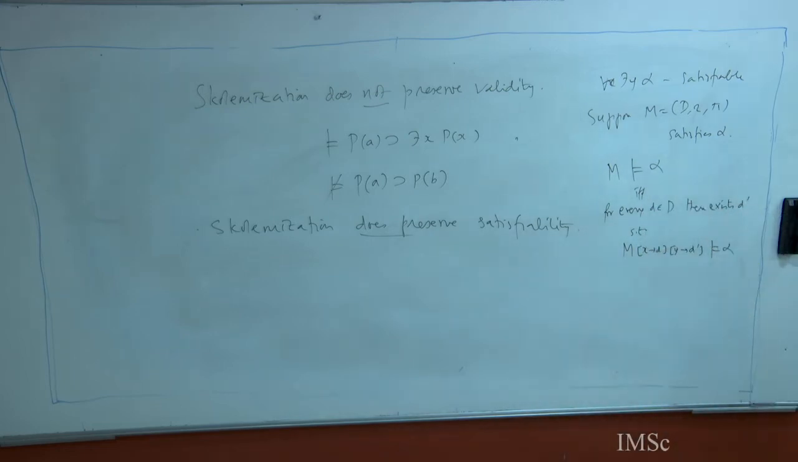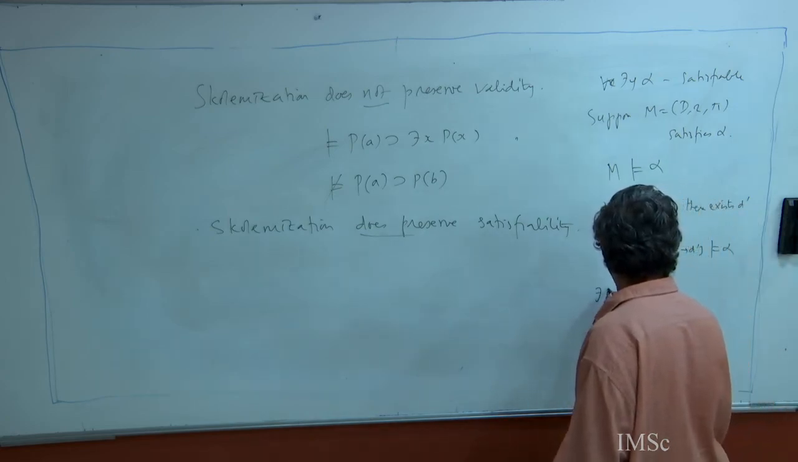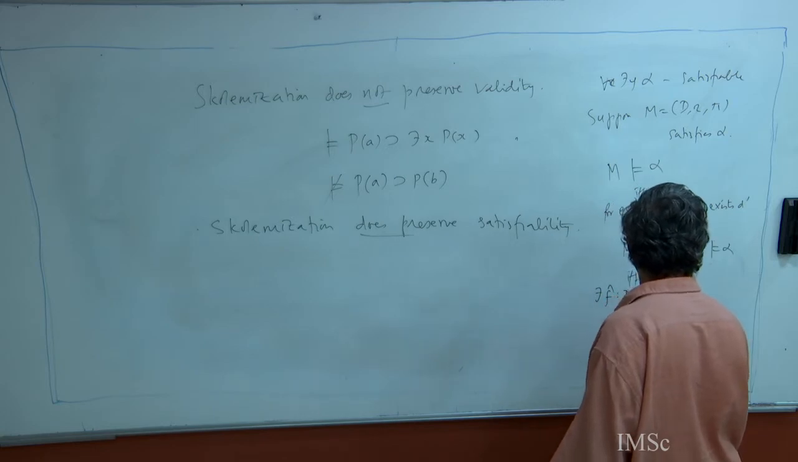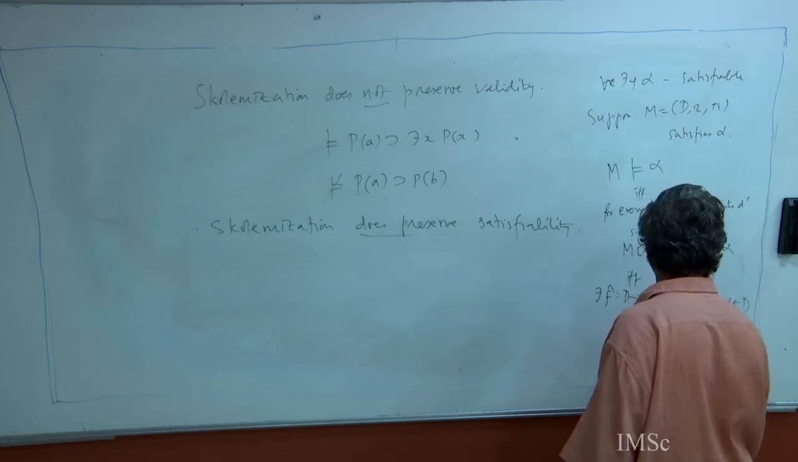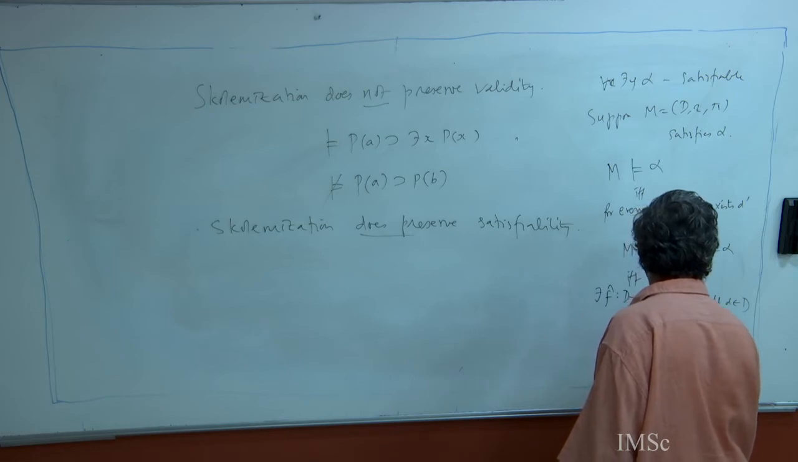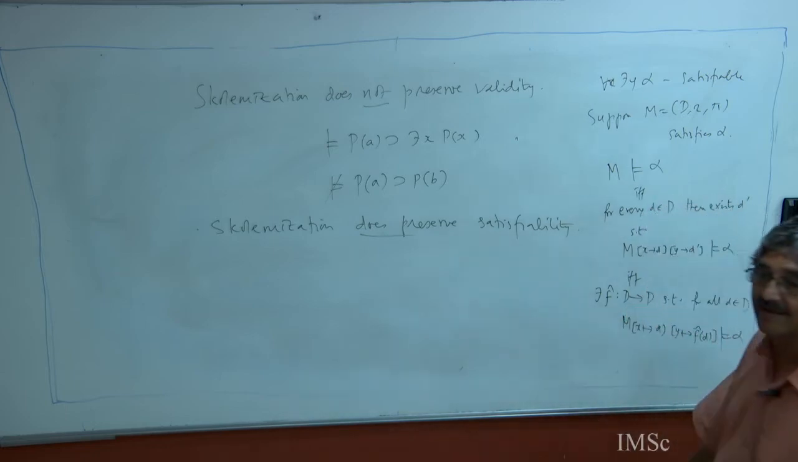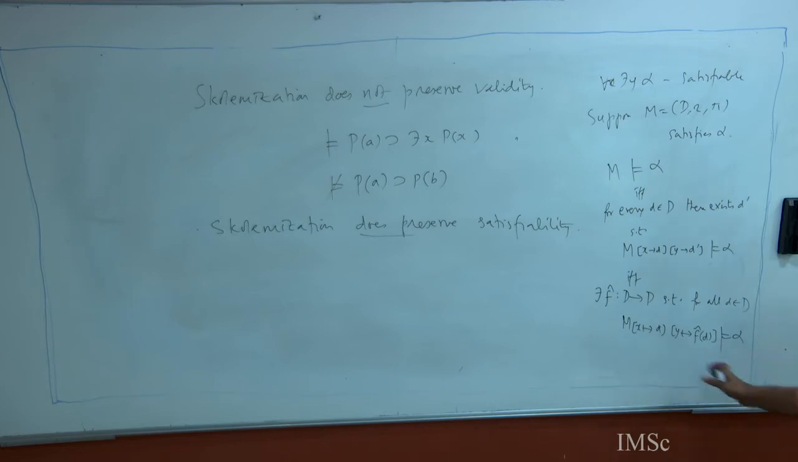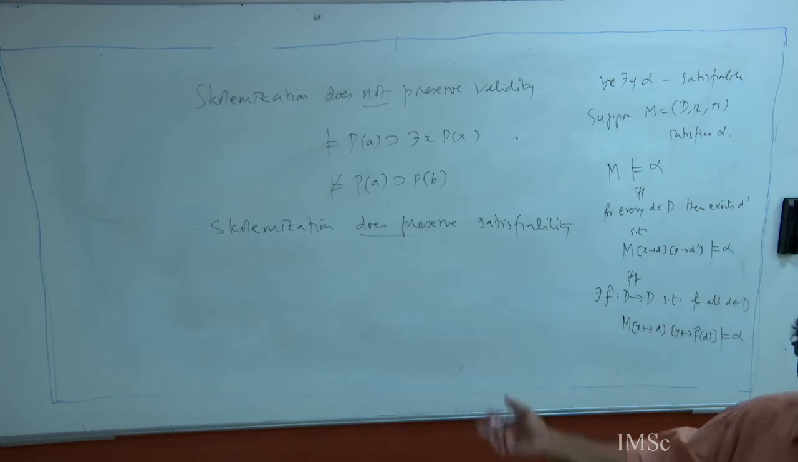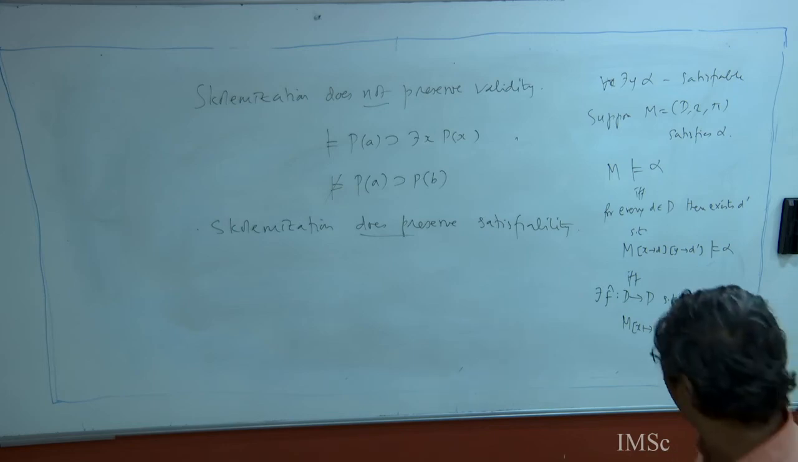But this is a for all, there exists form, right? So this if and only if there exists a function f hat from D to D such that for all D belonging to D, M with x assigned to D and y assigned to f hat of D satisfies alpha, right? This is what it means. There is some function on the domain such that whenever you pick D for x, f hat of D for y, alpha is true.